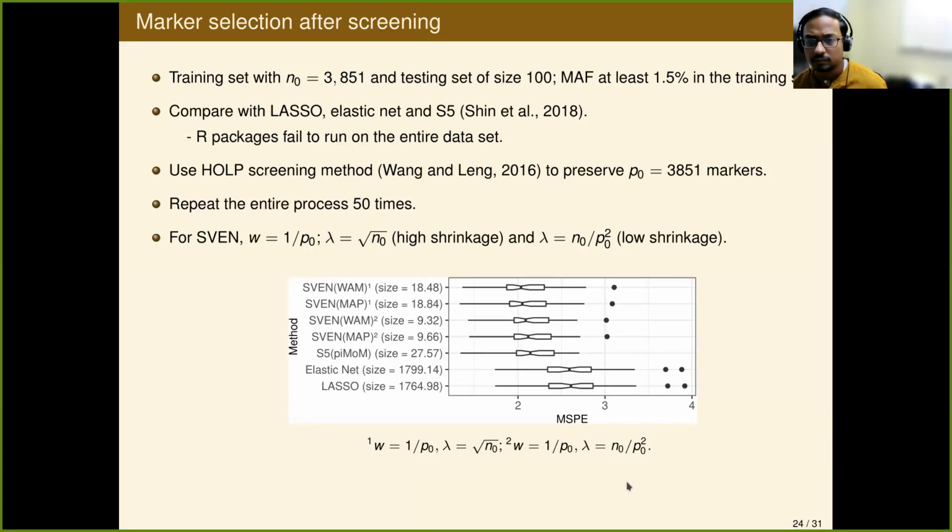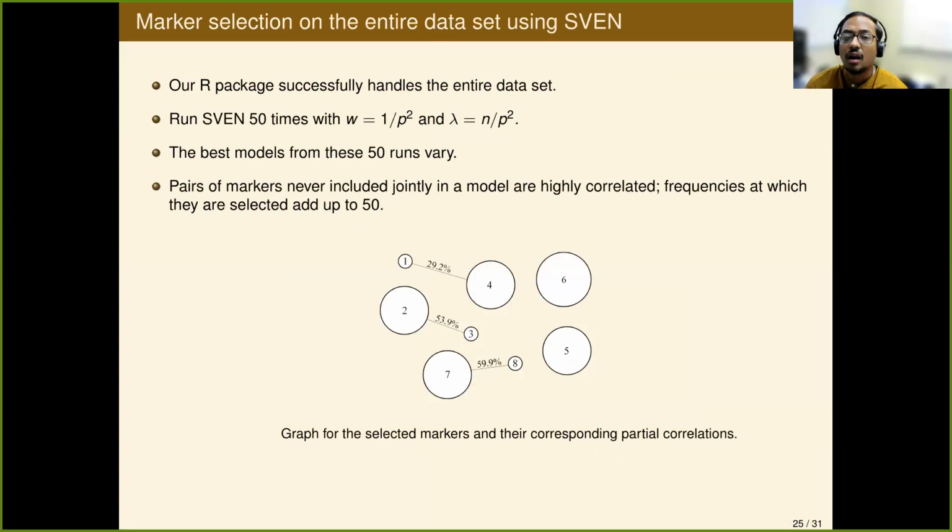So that's with the prediction problem and model sizes. Our method can run successfully on the entire data. We have run Swen 50 times on the entire data set with a very high penalty on the model size. So we assume that W is 1 over P squared and lambda is like N over P squared. And we looked at the best models on these 50 runs.